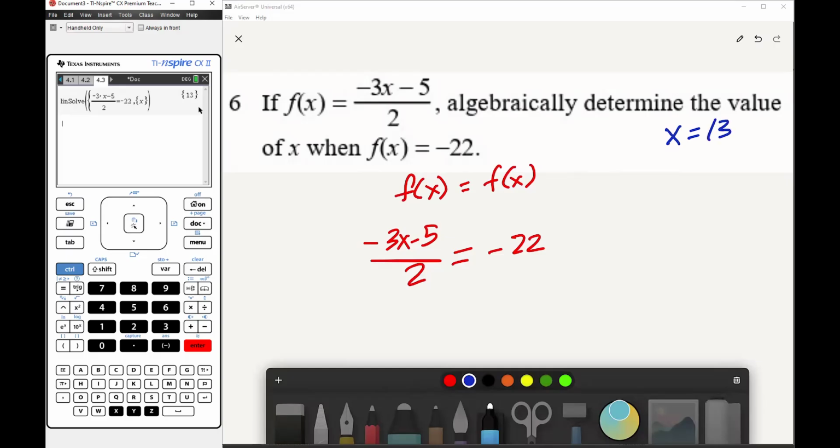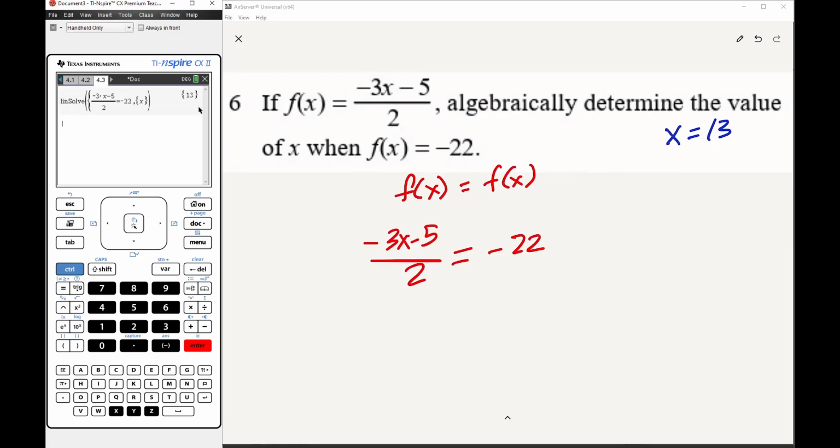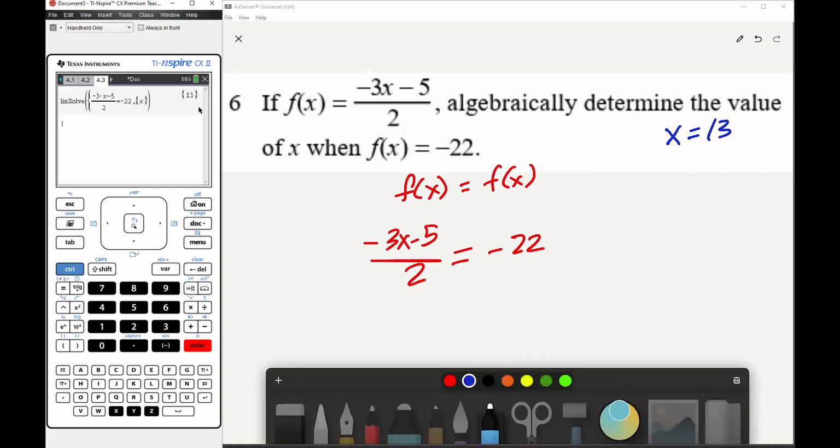Now I'm going to do this algebraically. If I have a fraction, I like to get rid of the fraction by cross multiplying. So I'm going to multiply both sides by 2, and these are going to cancel out. I'm going to have negative 3x minus 5 equals negative 44. A negative 22 times 2 is a negative 44.